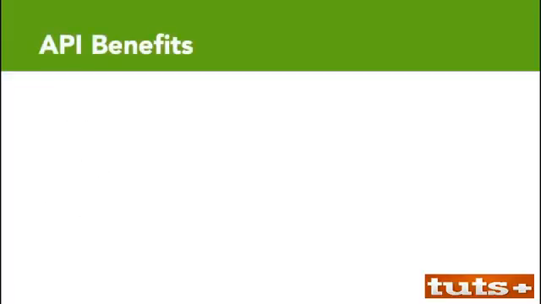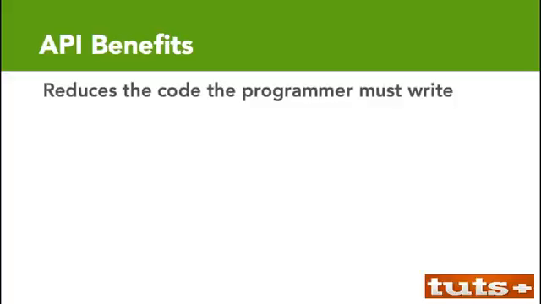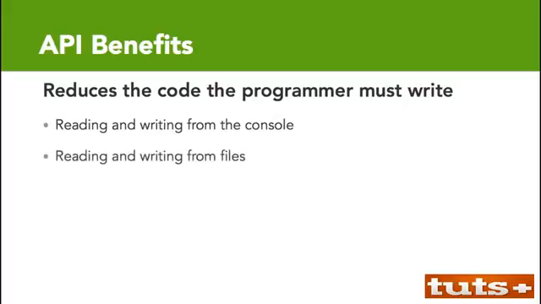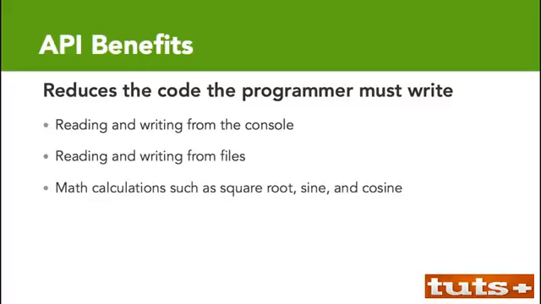In Java, most basic programming tasks are performed by the API's classes and packages. By using the API, it reduces the amount of code necessary for the programmer to write to perform common operations, such as reading and writing from the console, reading and writing from files, math calculations, such as square root, sine, and cosine. These are all common operations that we all use in most of our programs. The benefit is the API contains classes and methods that have already been developed and tested, so we can reuse these without reinventing the wheel.